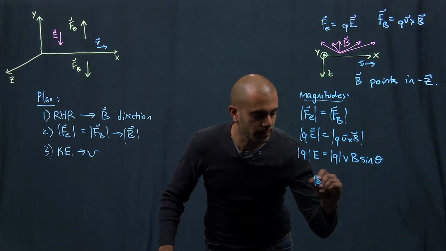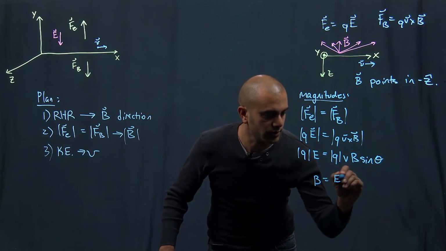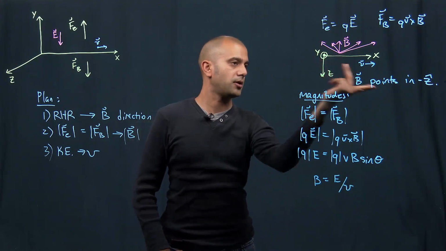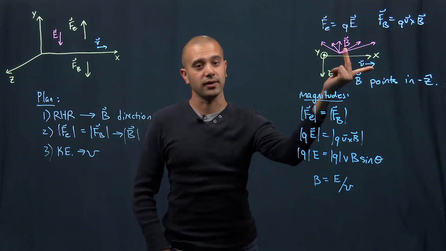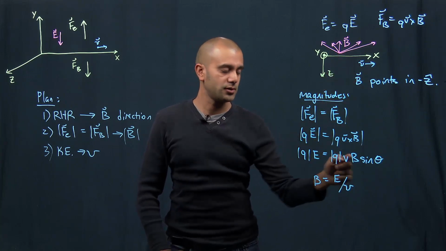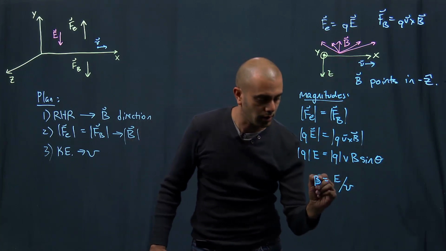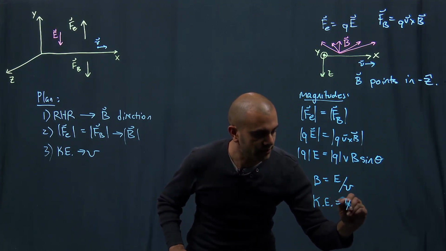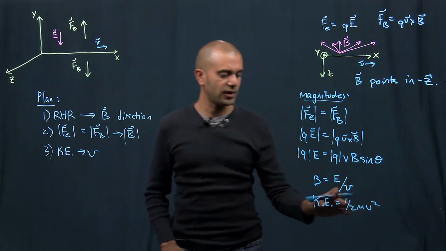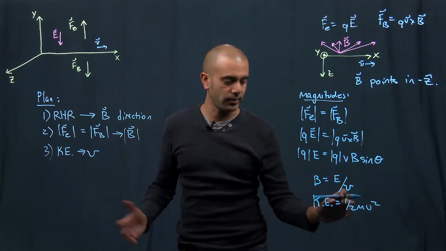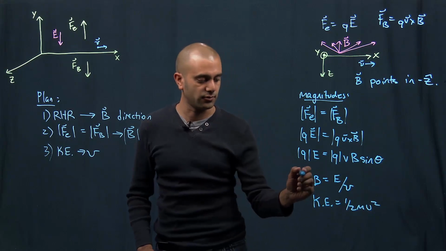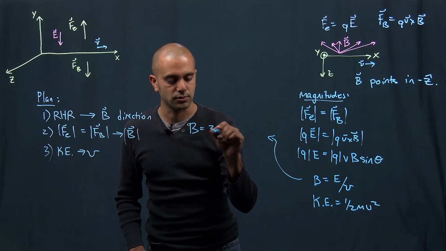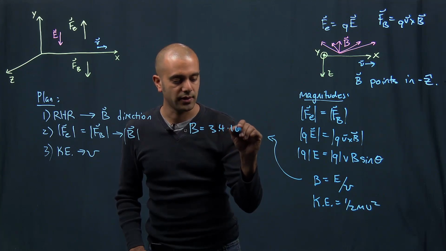And what we get here is that the magnetic field equals the electric field divided by the velocity. The angle here is 90 degrees because we have velocity pointing in the positive x direction, magnetic field pointing in the negative z direction. Those are 90 degrees apart. Sine of 90 is 1, so that cancels out. And then finally, you can use the kinetic energy, which is 1/2 mv squared. Solve that for the velocity since you know the kinetic energy, you know the mass. Plug that in there. You can find the final value for the magnetic field. And the value you should get is the magnetic field magnitude is 3.4 times 10 to the negative 4 Teslas.